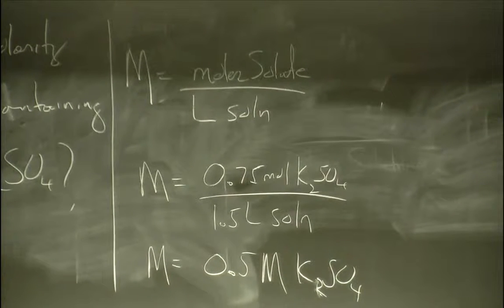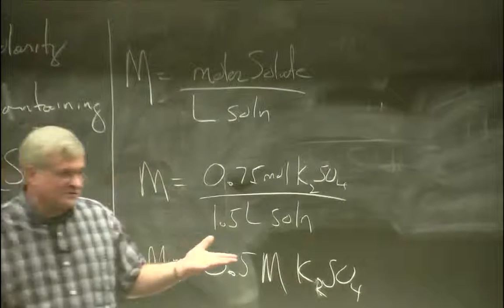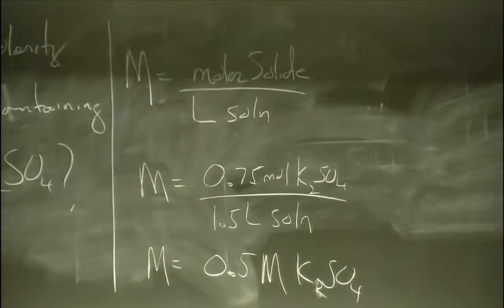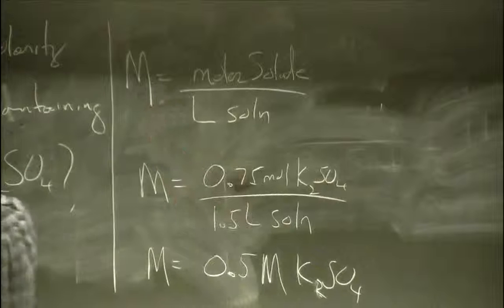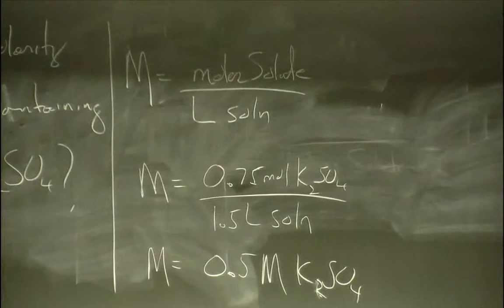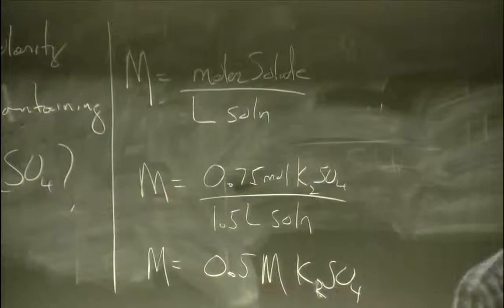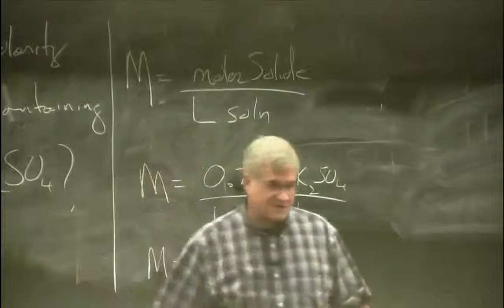As far as doing these kinds of problems, it's just like when we were doing the stoichiometry problems. Sometimes they give you stuff in moles, sometimes in grams. So if I said, what's the molarity of this 1.5 liter solution containing 37.8 grams of potassium sulfate, just change it to moles of potassium sulfate.